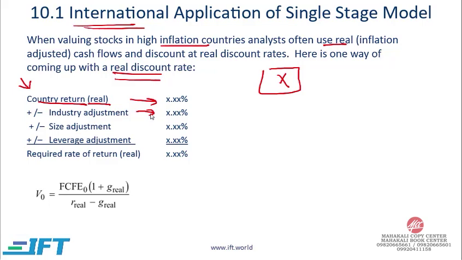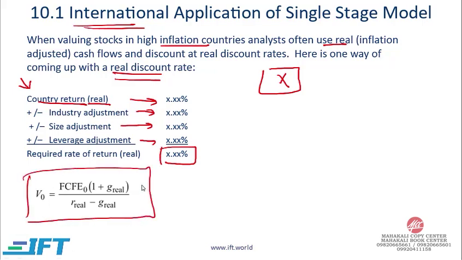We don't need to get too hung up with this because, as you will see in an example which will follow on the next slide, the numbers will be given to you. All you really need to know is that there'll be adjustments. There'll be a size-related adjustment, leverage-related adjustment, and then you will come up with the required real rate to use. Then you simply use your Gordon growth model, where you take the real growth and discount using R minus G, all real numbers.